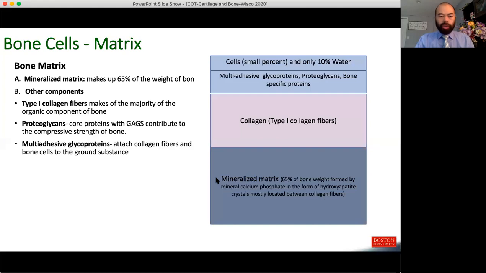I should mention that the proteoglycans do contribute to the compression strength. So while they're not soaking up as much water, the little amount of water that they do hold allows the bone to be somewhat movable, at least on a microscopic level. And then the glycoproteins are attaching the collagen fibers and helping the cells stick, so to speak, to the bone.